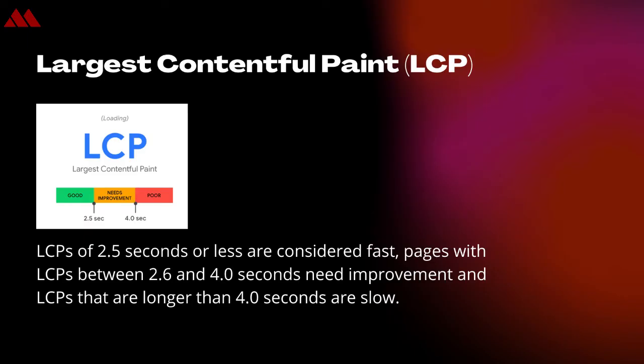Now for a normal viewer, Google also knows that whenever these few things load, a user might think that the website is now fully loaded, and that is actually considered as first contentful paint. And largest contentful paint of 2.5 seconds or less is considered a good range. Pages with 2.6 to 4 seconds need improvement, and LCP that is longer than 4 seconds is considered slow.